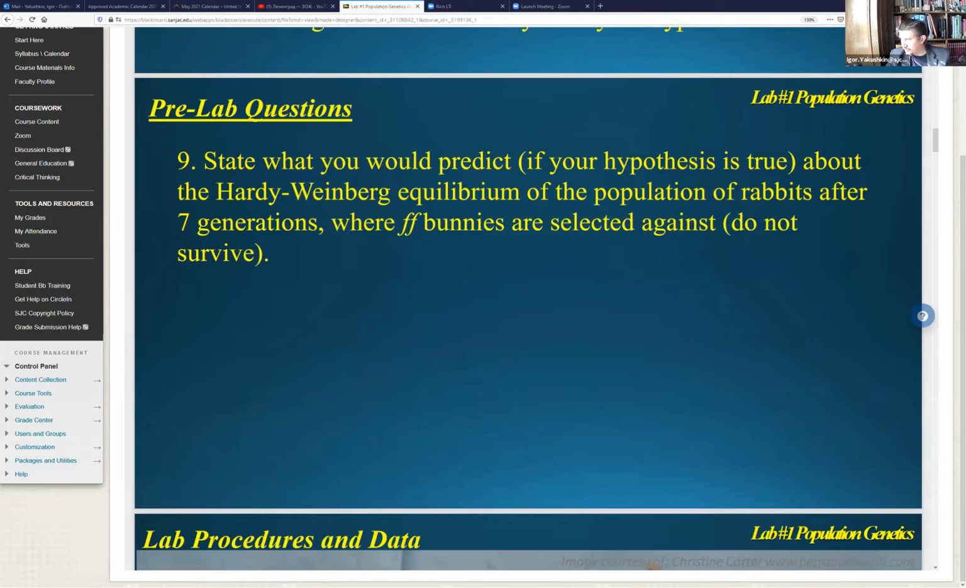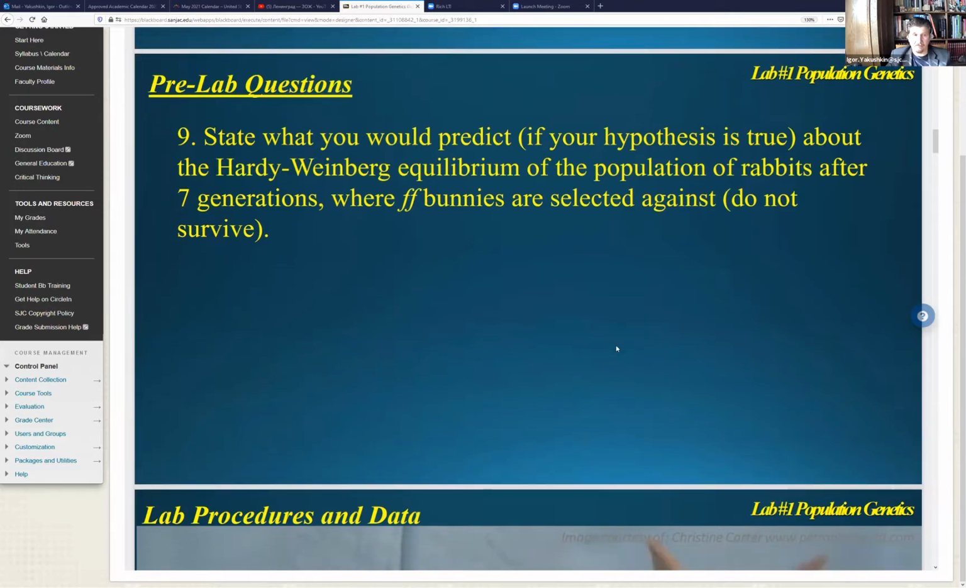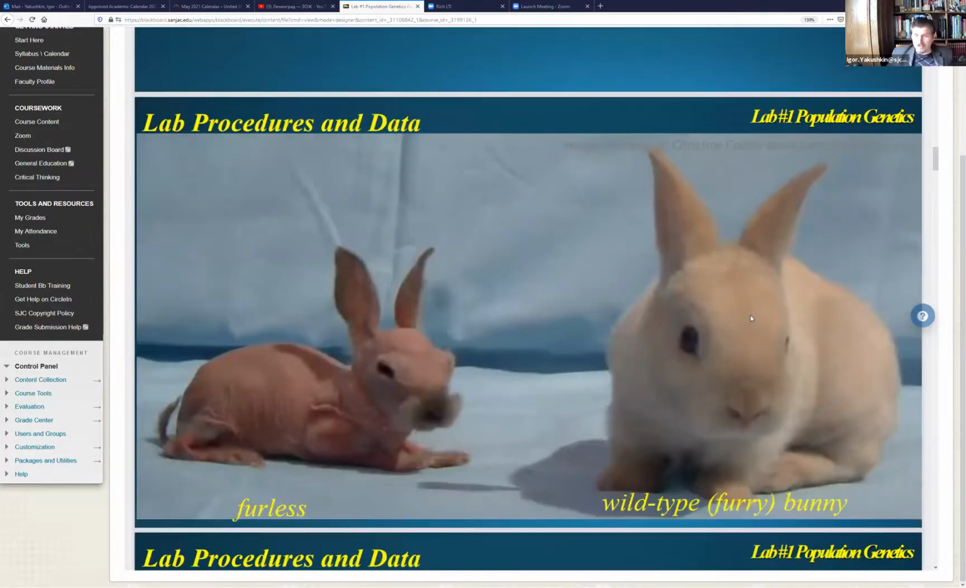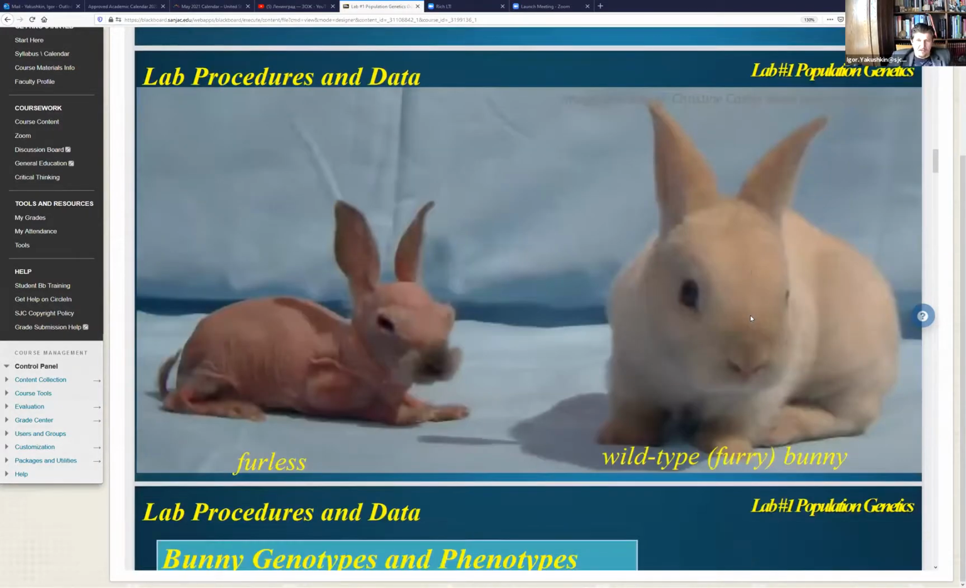Which one are we on? We are on the page number 3 or 4, question number 8 and question number 9. Now, what procedure? Here we have 2 bunnies, 2 different types. The furry bunny, the cute one, and then there is the ugly cute, known as the furless. It looks really strange.